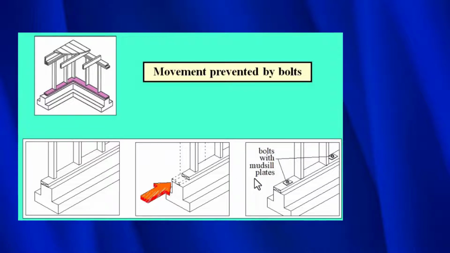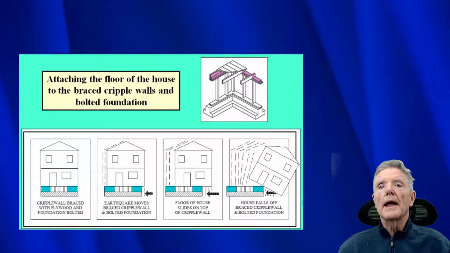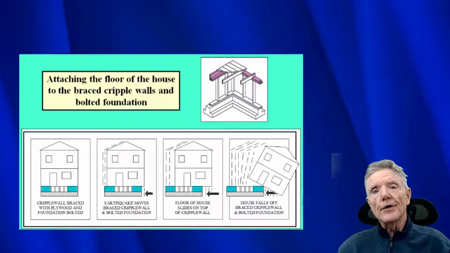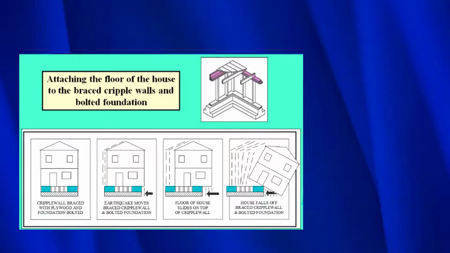So all we need to do is put in some bolts, connect the mud sill to the foundation, and we are all set. Now that we've braced the cripple wall with plywood and bolted the cripple wall to the foundation, there's one more thing we need to do. We need to make sure that the house stays attached to the top of the cripple wall, otherwise it'll slide off. So let me show you how that works.